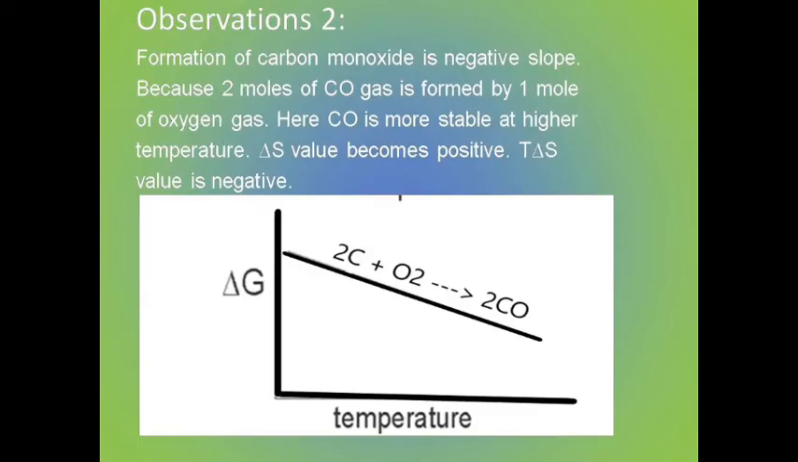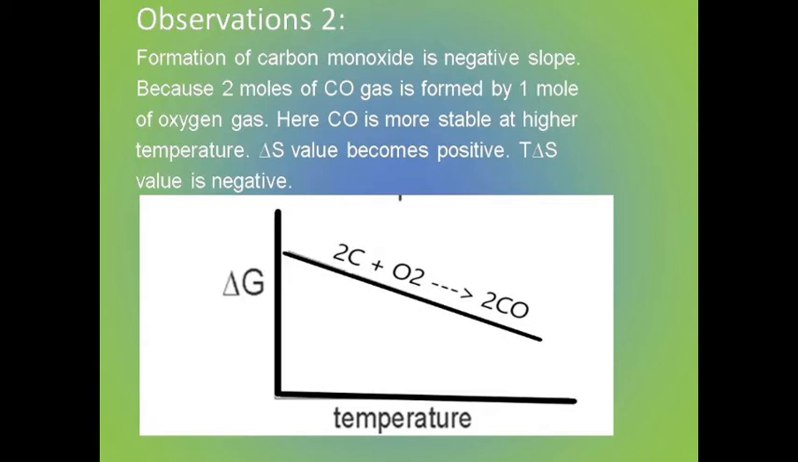Our next observation is the negative slope. The negative slope is obtained only in the formation of carbon monoxide, which I indicated in the second graph. For our convenience I split the graph into two, but in the Ellingham diagram the carbon monoxide line is placed in the same graph. It is only for our convenience that I split it into two graphs.